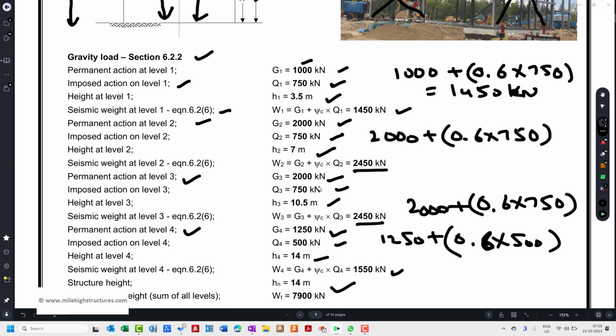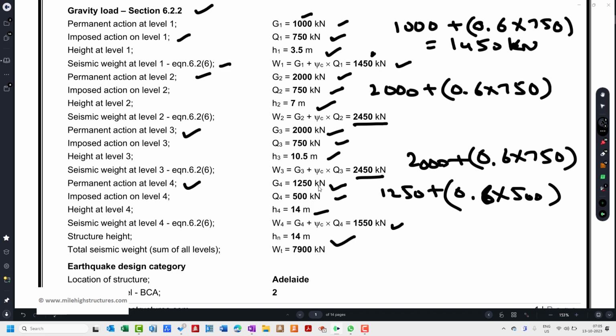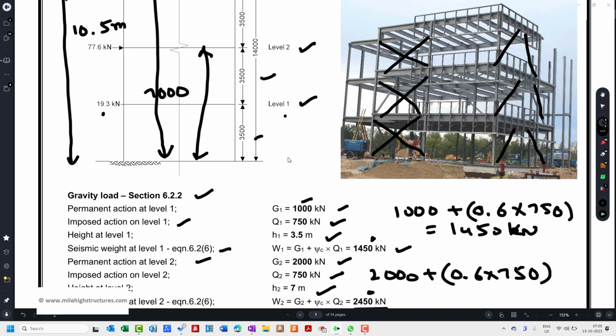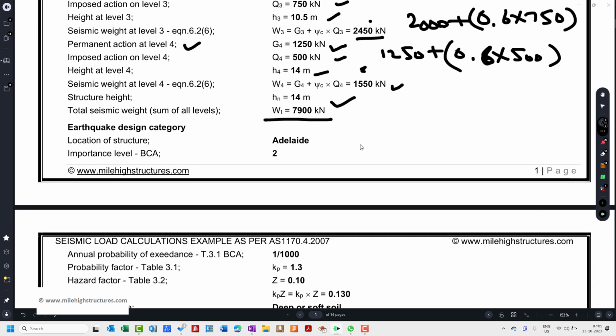Total seismic weight shall be basically 1450 plus 2450 plus 2450 plus 1550 kN. So this value comes out to be 7900 kN. Now let us assume the structure that we are going to construct here is in Adelaide, and the importance level per BCA, let us assume, is 2.